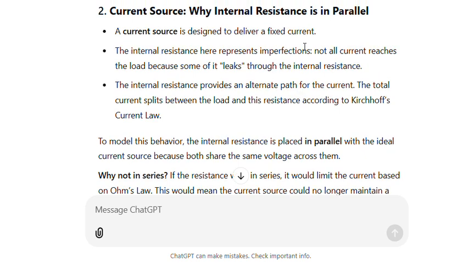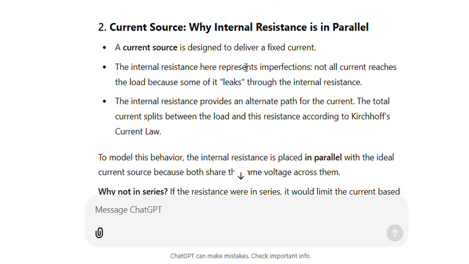A current source is designed to deliver a fixed current. The internal resistance here represents imperfections. Not all current reaches the load because some of it leaks through the internal resistance. Okay, I finally get it. Finally. The internal resistance provides an alternative path for the current.